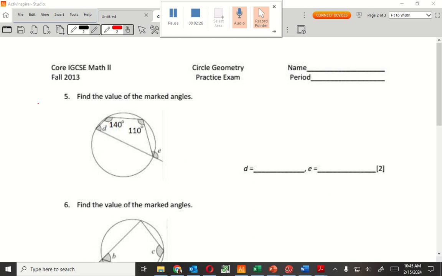So opposite angles are supplementary. So that means that together they have to add up to 180. So D is opposite of this 110. So if they together have to add up to 180, because that's what supplementary is, I would do 180 minus 110, which is going to give me 70. So D is 70.